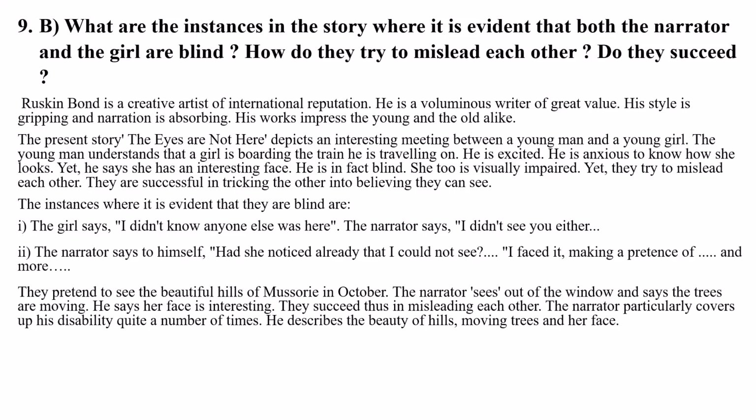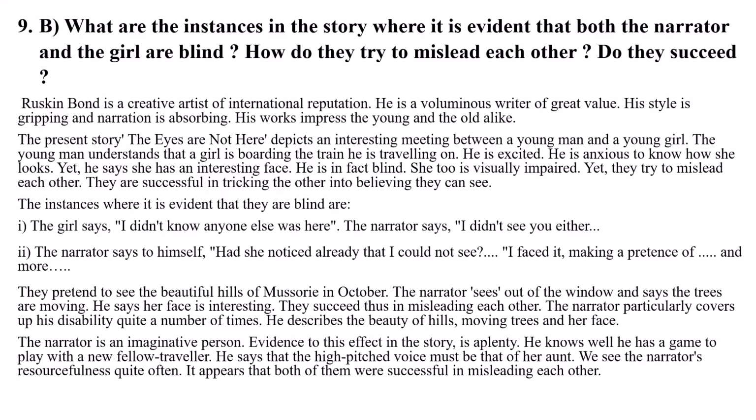The narrator particularly covers up his disability quite a number of times. He describes the beauty of hills, moving trees, and her face. So the narrator is an imaginative person. Evidence to this effect in the story is aplenty. That means there are many examples in the story. He knows well he has a game to play with a new fellow traveler. He says that the high pitched voice must be that of her aunt. We see the narrator's resourcefulness quite often. So he just listens to the sound and he starts imagining. It appears that both of them were successful in misleading each other.